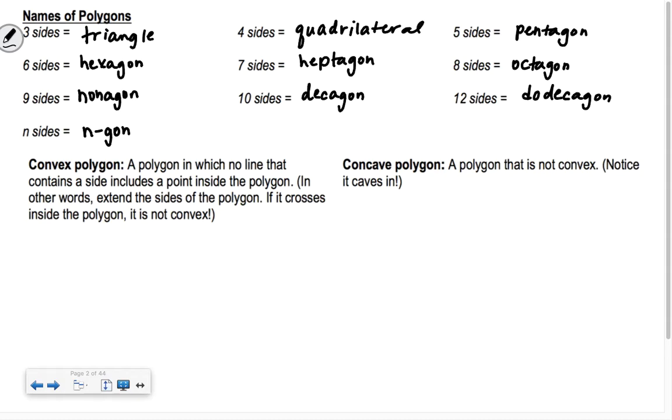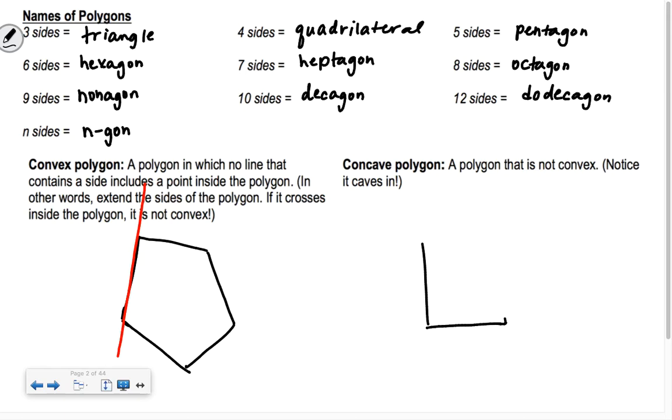All right, so anyway, a convex polygon, like we said, is one where everything is going outwards. It doesn't cave in on itself. So the definition says a polygon in which no line that contains a side includes a point inside of the polygon. So if I extend these lines, it doesn't go into the polygon. But if I have a concave one, so something like this, if I extend this side, do you see how it contains points that are inside of the polygon? So that is concave. It caves in.